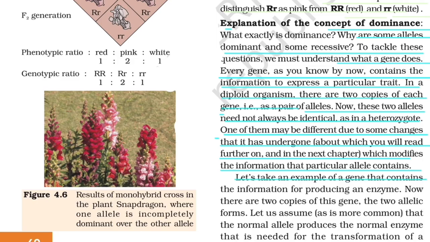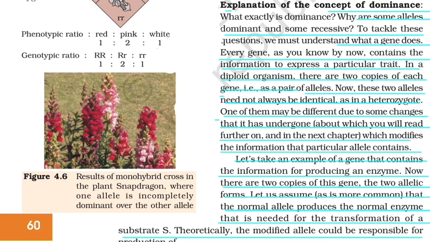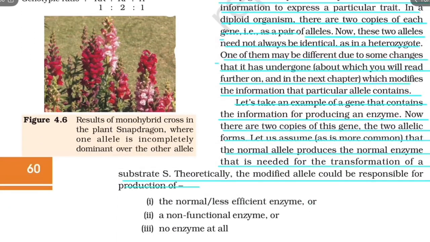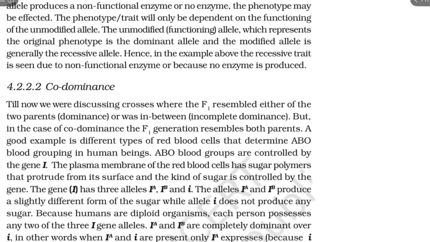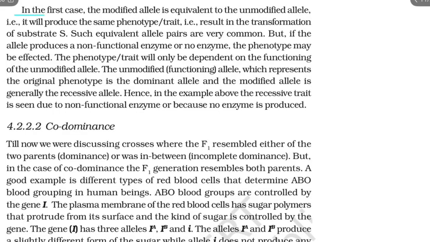Let us take an example of a gene that contains the information for producing an enzyme. Now there are two copies of this gene, two allele forms. Let us assume, as is more common, that the normal allele produces the normal enzyme that is needed for the transformation of a substrate. Theoretically, the modified allele could be responsible for production of a normal or less efficient enzyme, or a non-functional enzyme, or no enzyme at all. In the first case, the modified allele is equivalent to the unmodified allele. It means it will produce the same phenotype or trait, resulting in the transformation of substrate as such.